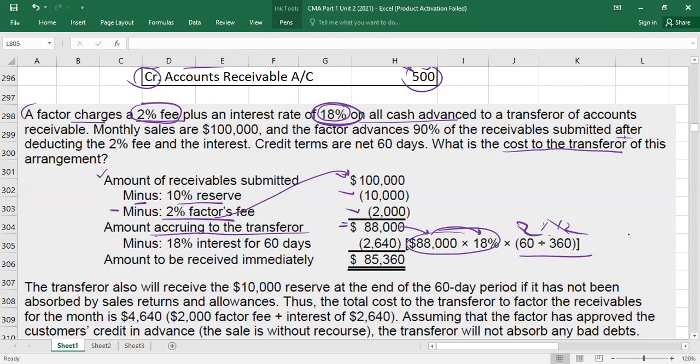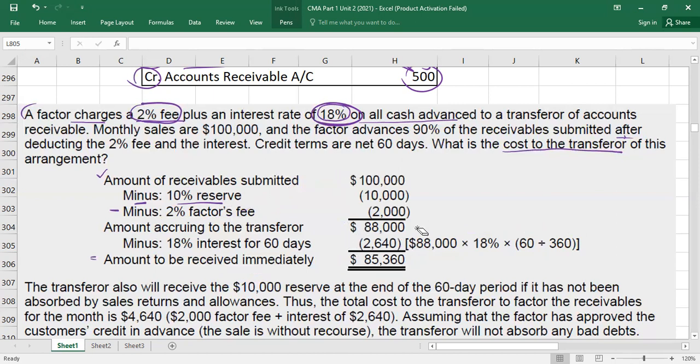Right? But in the exam question, they will specify the number of days in a year. Here I'm assuming 360 days. It could be 365 also. So this will give you the amount of interest for 2 months, 2,640. He will deduct it in advance, and the remaining amount is received immediately. How much? 85,360. This is the amount which the company will receive.